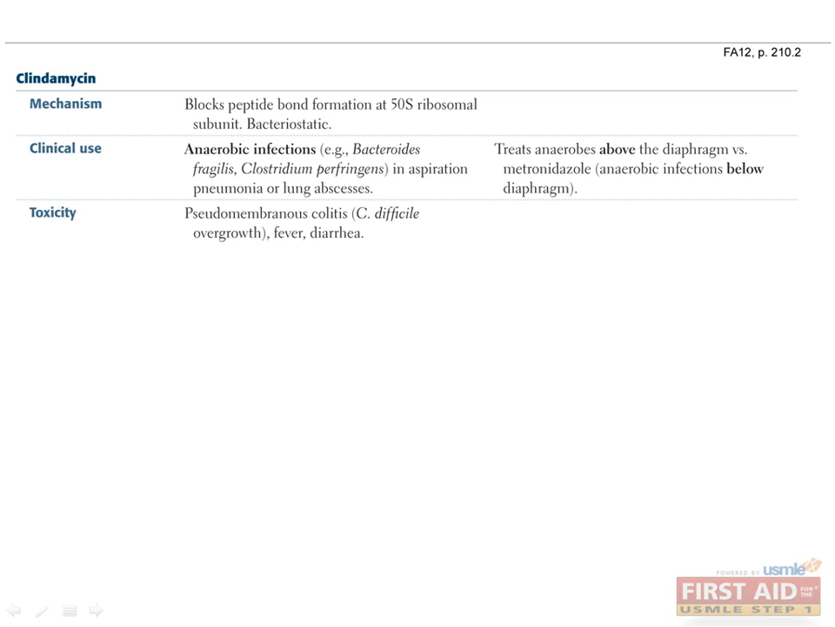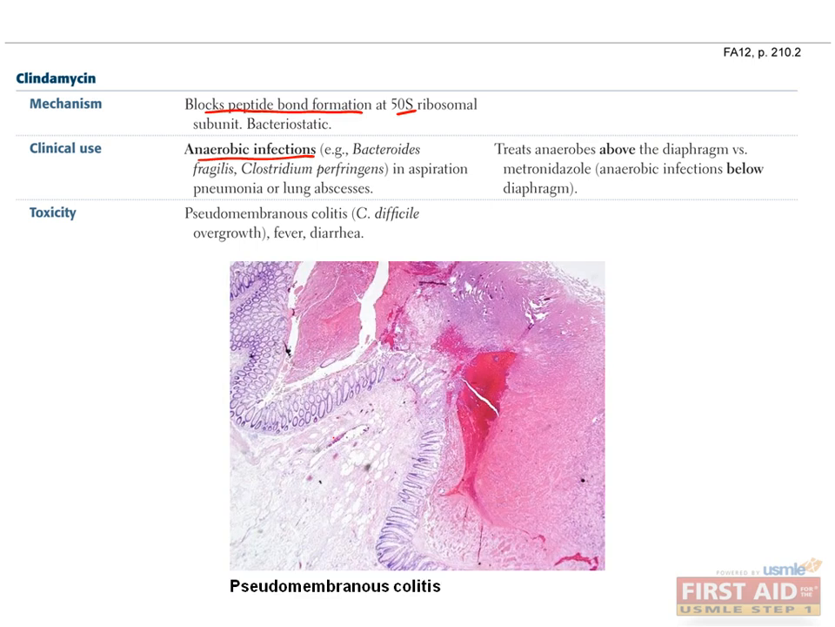Clindamycin is bacteriostatic by blocking peptide bond formation at the 50S ribosomal subunit. It is effective against anaerobic infections such as Bacteroides fragilis and Clostridium perfringens. One of the most important implications of clindamycin use in the clinical setting is the increased incidence of pseudomembranous colitis as a result of C. difficile overgrowth.